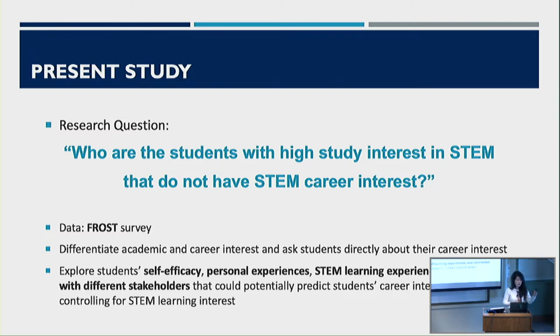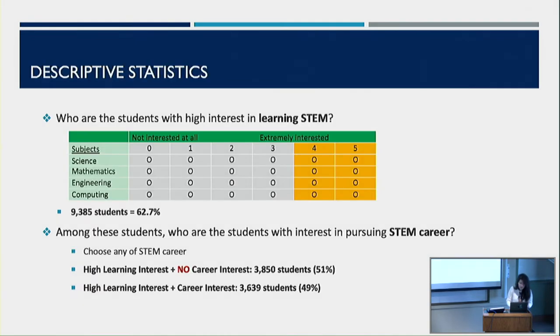We used the first survey, as Chen explained, and what distinguished our study from previous studies is that we differentiated academic and career interest and asked students directly about their career interest. We also explored, using the SCCT framework, student self-efficacy, personal experiences, STEM learning experiences, and interactions with different stakeholders that could potentially predict students' career interests when controlling for STEM learning interest.